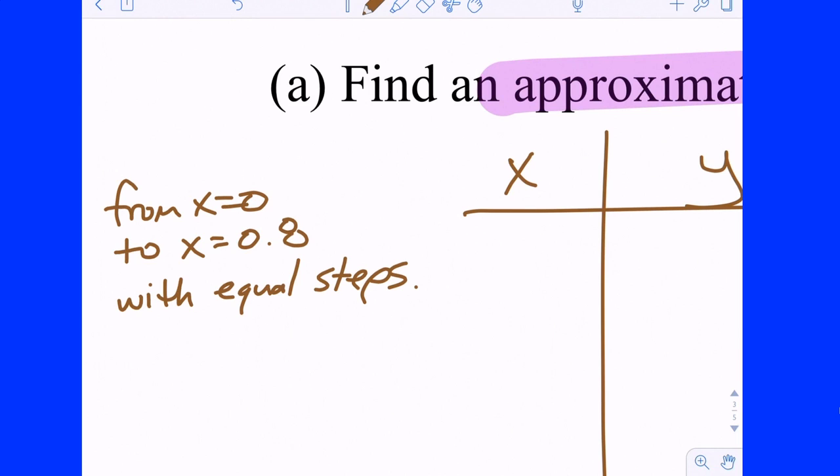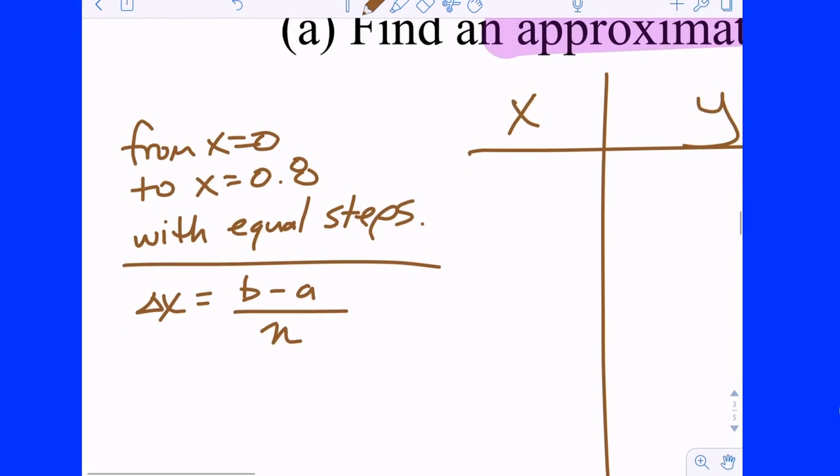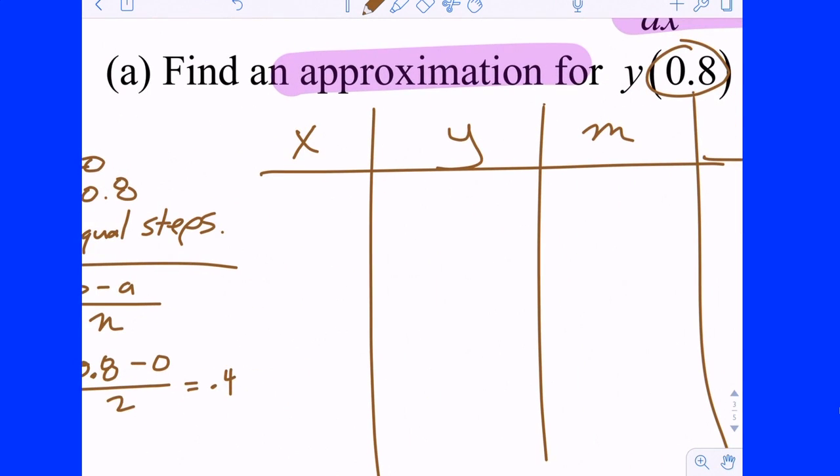In general, it might not be so intuitive. So here's how you can easily determine your delta x if you're going from A to B. It's (B minus A) over N. You recognize that? That was your Riemann sum delta x, right? If you're going from A to B, the distance from A to B is B minus A. And if you're using N equal steps, you divide it by N. So for us, it's going to be 0.8 minus 0 all over 2 equals 0.4. So there's your delta x.